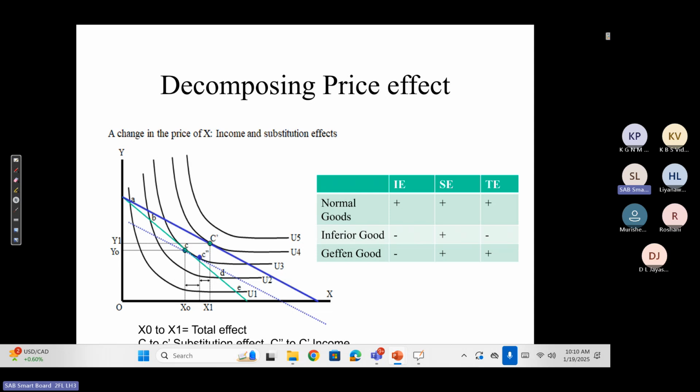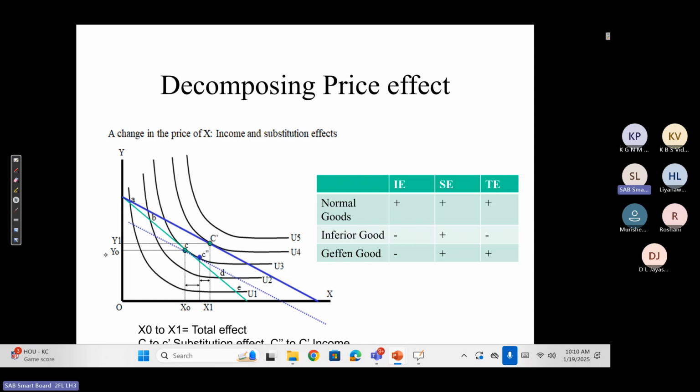Because due to the decline in the price, we move to the new budget line, and we have the new indifference curve also there, because we are going to a higher level of satisfaction than U3. U4 explains a higher level of satisfaction than U3, right? So in order to remove the income effect, what do we do to decompose?